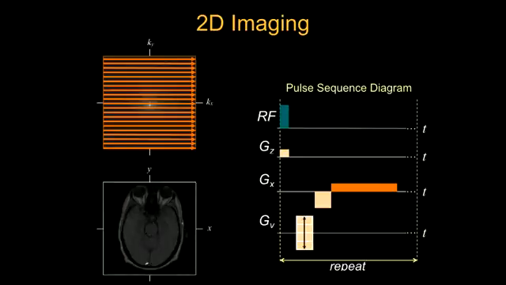My question is, why don't we just use two frequency encodings instead? Why don't we just use two frequency encodings to encode the two dimensions, instead of using phase encoding and frequency encoding? Yeah, that's a great question.